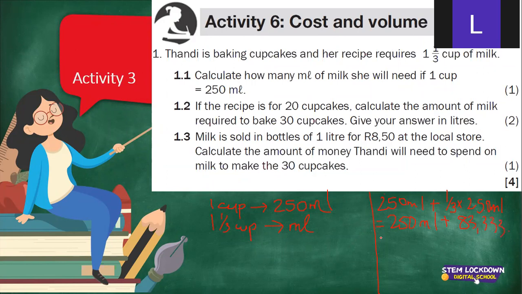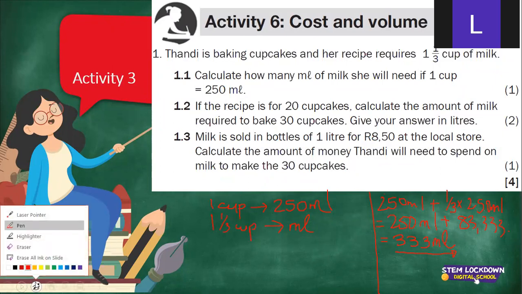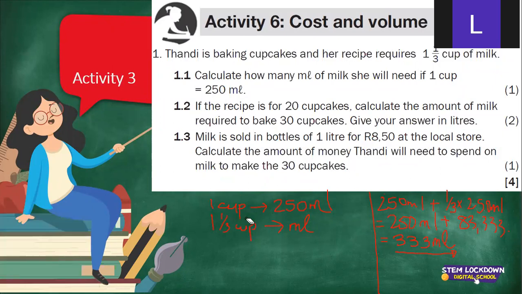If you add these two, and I'm just rounding off to the nearest whole number, it will be 333. Obviously, this carries on, but I'm just rounding off to a whole number. So this is my answer, right? You can also use the cross multiplication method, but in the interest of time, we'll skip cross multiplication for now. So the answer is 333 mils. Let me erase this.